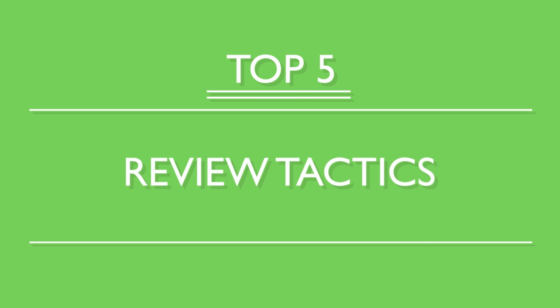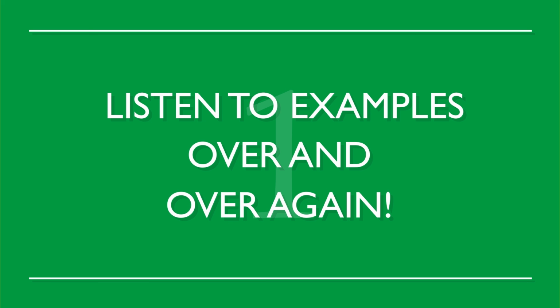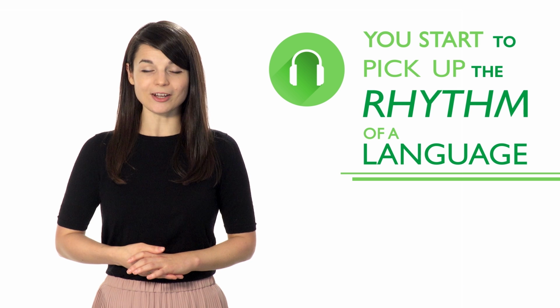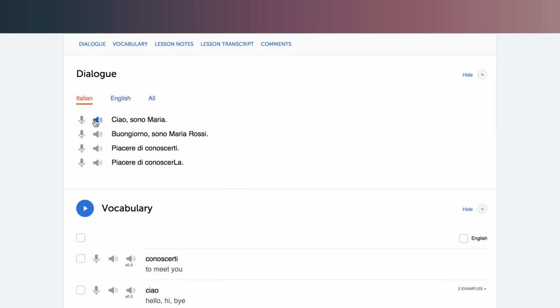To master a new language and understand everything as soon as you hear it, to read with just a quick glance and speak smoothly without thinking, you need to review. Here are our top 5 review tactics. Number 1. Listen to examples over and over again. By listening closely and often, you start to pick up the rhythm of a language, as well as correct pronunciation from a native speaker. Use our line-by-line feature that lets you both listen and read along. Use this tool to practice as much as possible.